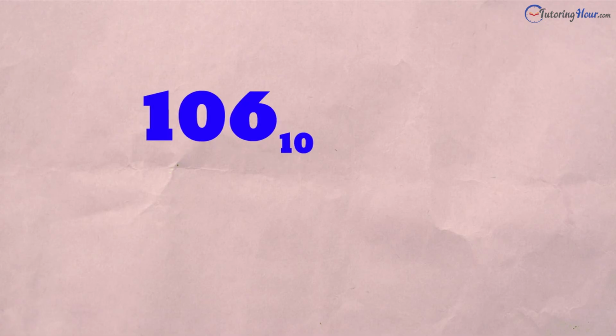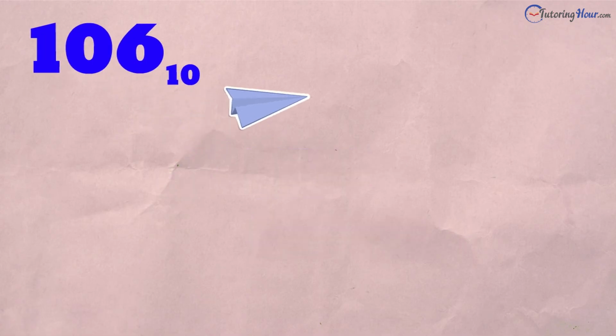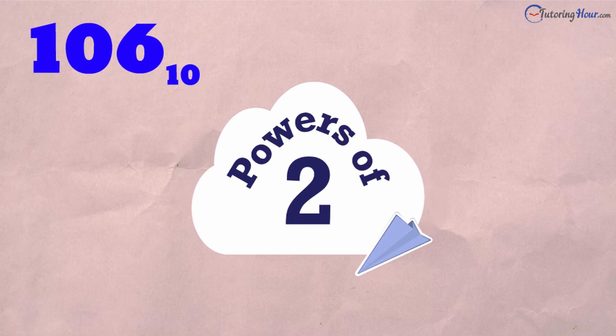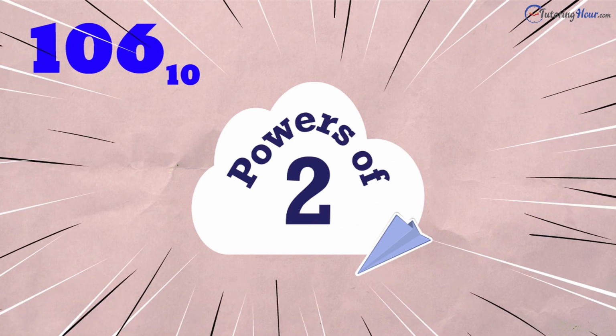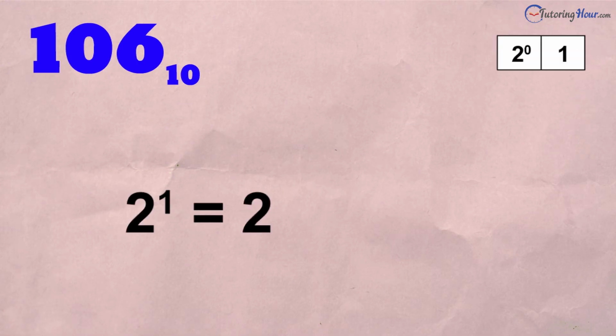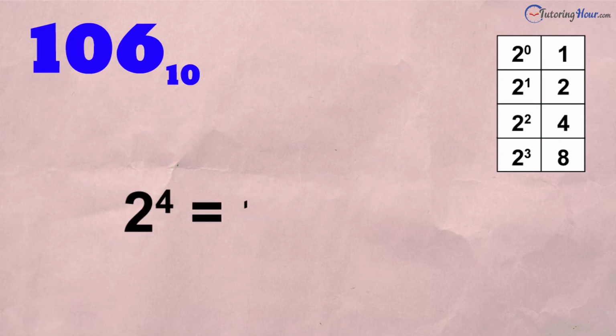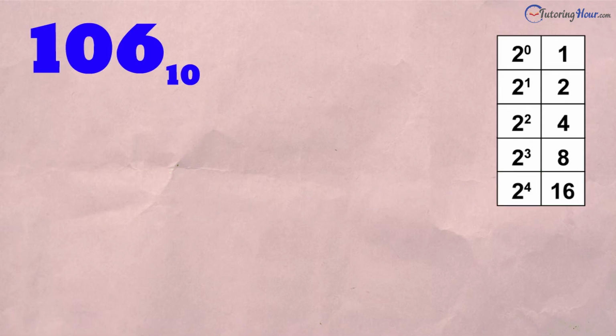Let's switch our next number, 106, from base 10 to base 2. First, we'll list out the powers of 2. This comes handy while deconstructing the number. 2 to the power of 0 is 1. 2 to the first is 2. 2 squared is 4. 2 cubed is 8. 2 to the fourth is 16. 2 to the fifth is 32.